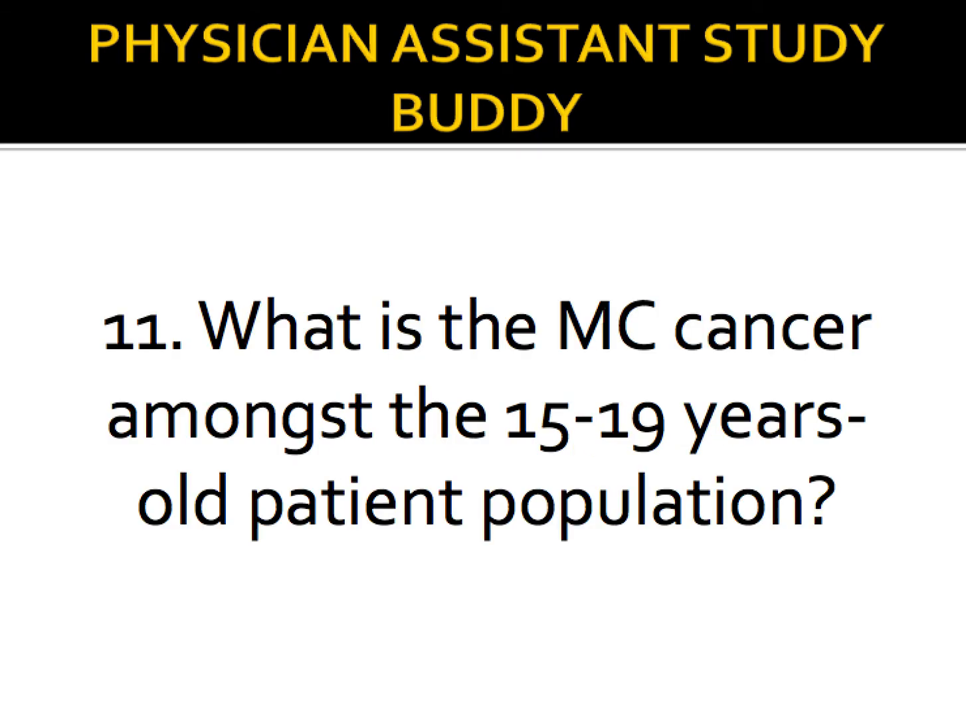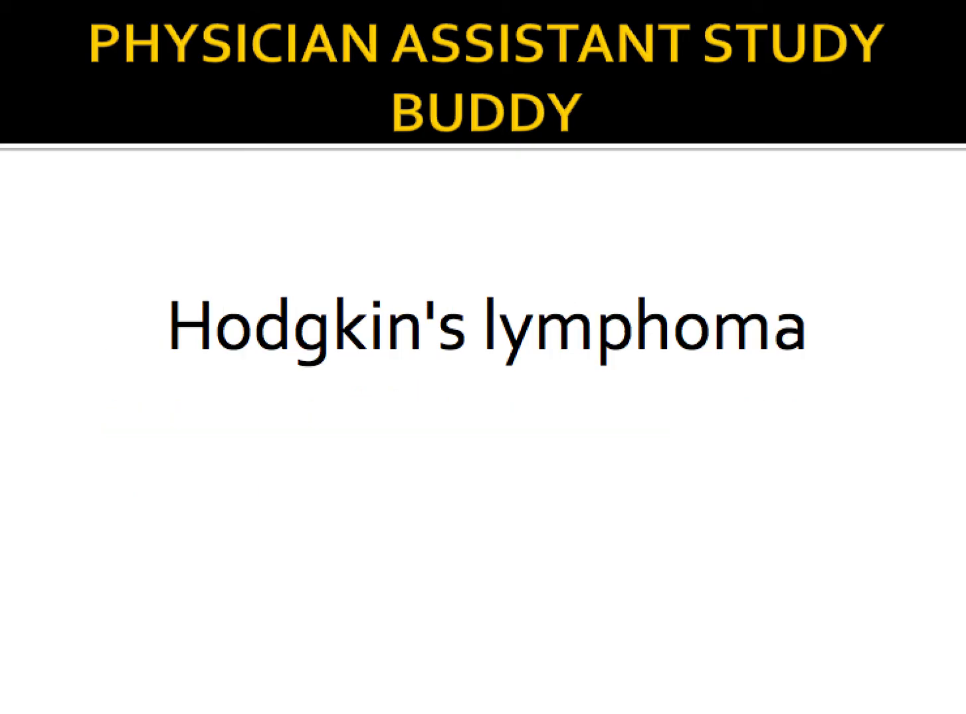What is the most common cancer amongst the 15 to 19 years old patient population? So you're going to talk about teens, and you're going to talk about different cancers that affect this patient population, but you should know the most common cancer amongst this patient population is Hodgkin's lymphoma.